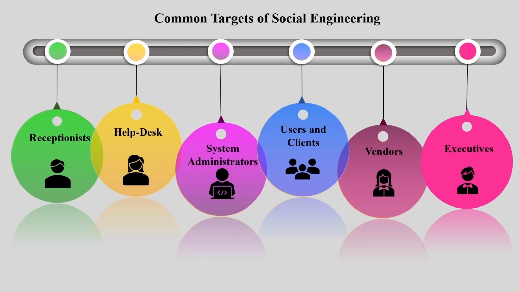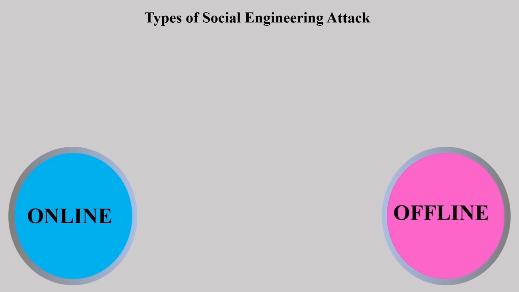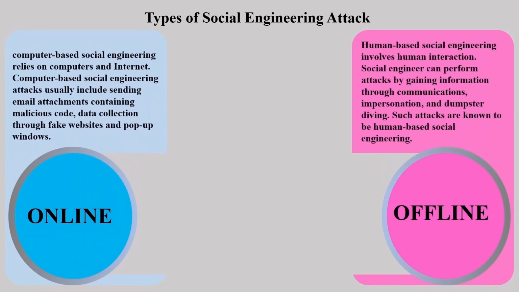Let's learn the next topic, that is types of social engineering attack. So I have categorized social engineering attack into two types. The first one is online or computer based. Second one is offline. Let's learn these types of attack one by one. Let's learn the online or computer based attack first. So computer based social engineering relies on computers and internet. These attacks usually include sending email attachments containing malicious code, data collection through fake website and pop-up windows.